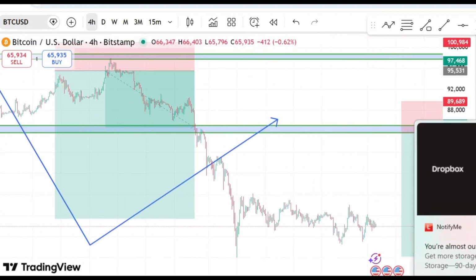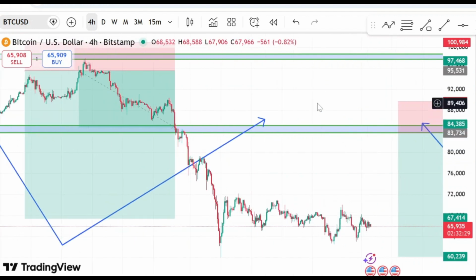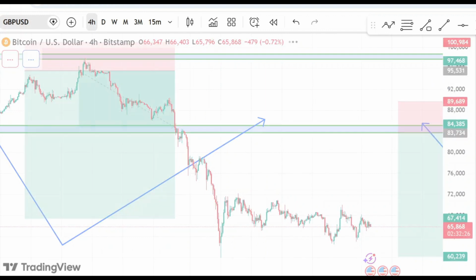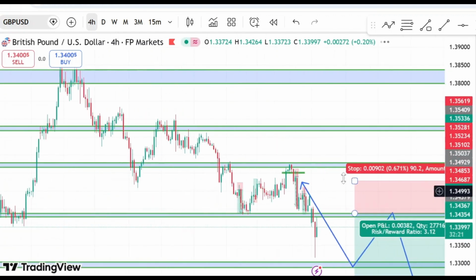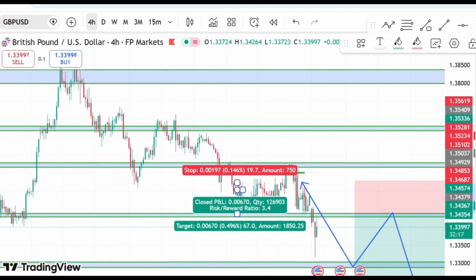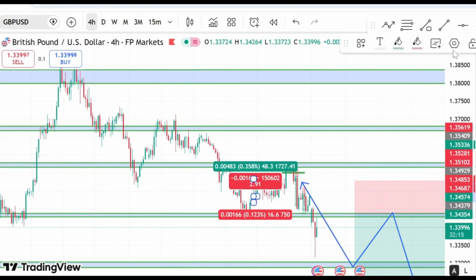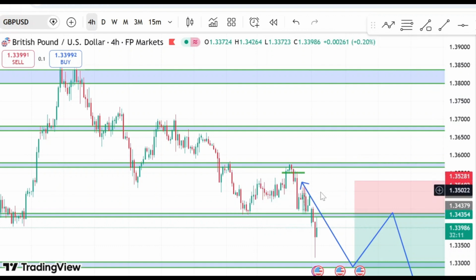Let's take another example. Where can we take another example? I'm not sure. Another bearish market structure in EUR, GBP, USD. Let us try to see in GBP USD. Okay, you see that this is GBP USD. This is the GBP USD structure.